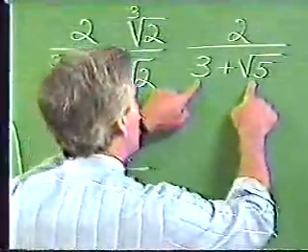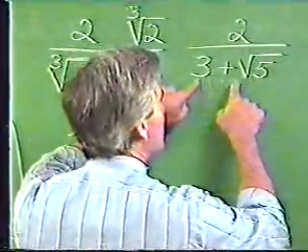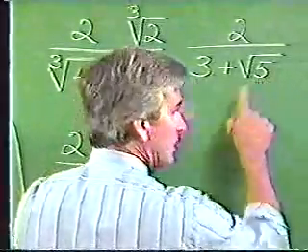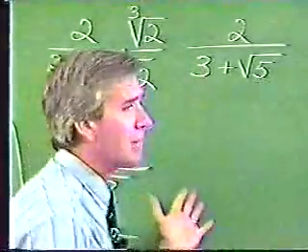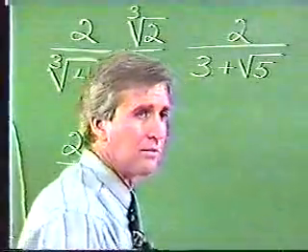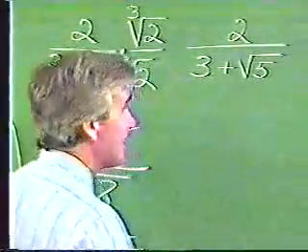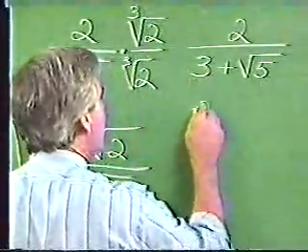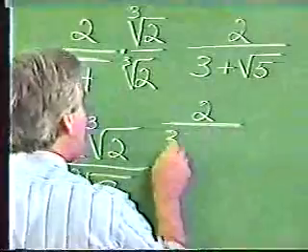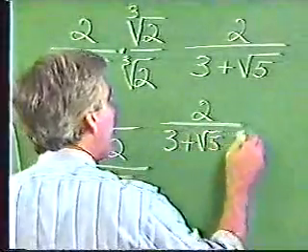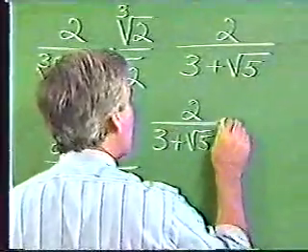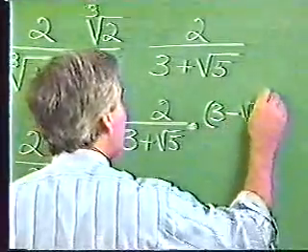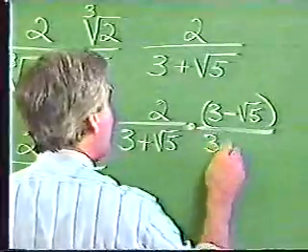Here, we'll multiply by 3 minus the square root of 5. Now, that binomial is called the conjugate of this one. It's essentially the same binomial except with a different sign. So it's the same but different. It's very similar, but it's a bit different binomial. What we're doing is we're taking the fraction that we have and we're multiplying in both numerator and denominator by 3 minus the square root of 5.